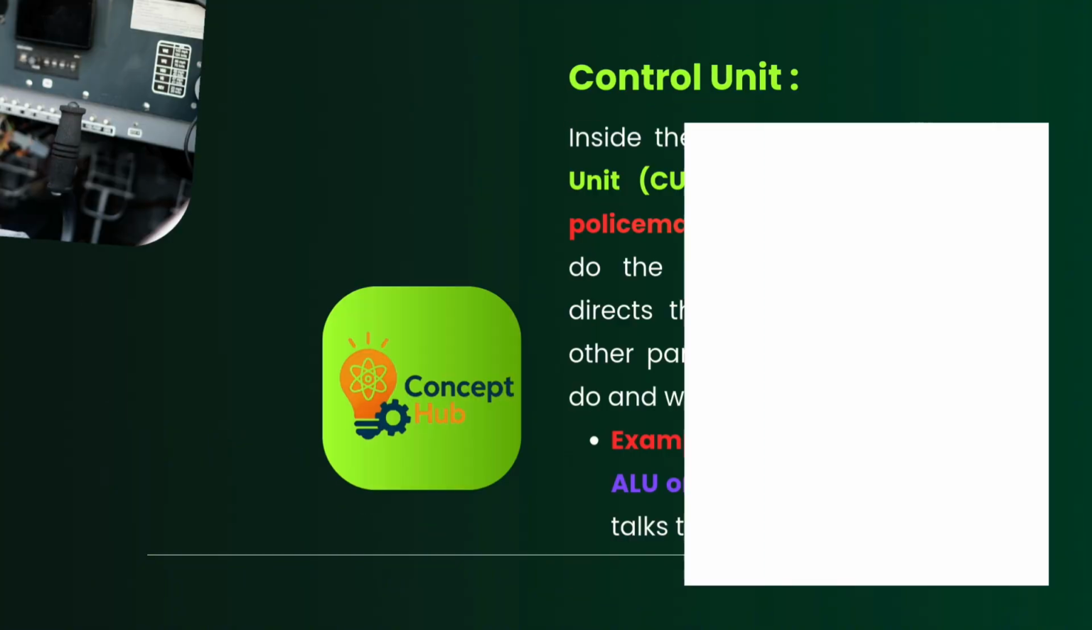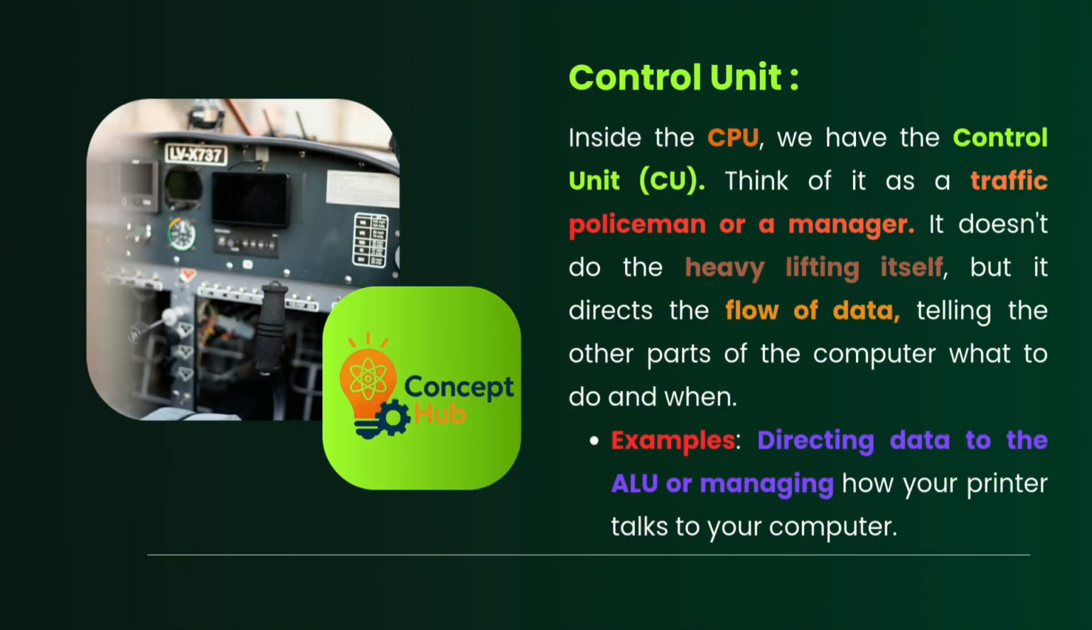4. Control Unit, the manager. Inside the CPU, we have the control unit, CU. Think of it as a traffic policeman or a manager. It doesn't do the heavy lifting itself, but it directs the flow of data, telling the other parts of the computer what to do and when. Examples: directing data to the ALU or managing how your printer talks to your computer.